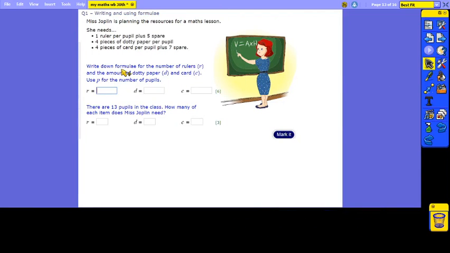Okay, so today we're going to be looking at writing and using formulae. Remember, formula just means rules that are expressed in symbols, so a rule that I can follow.